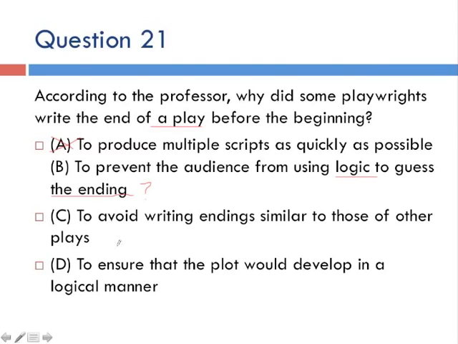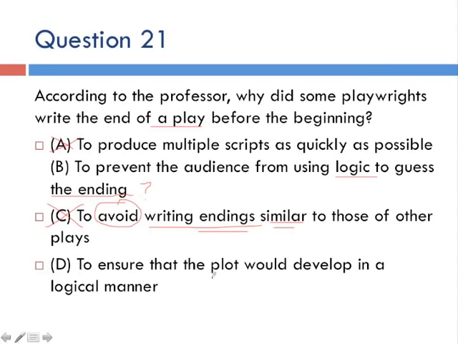In C, to avoid writing endings similar to those of other plays, well, again, this is information that was mentioned throughout the passage about writing endings themselves, and that a lot of these plays were fairly similar to each other. So the question is, why would they avoid that? In this case, if the listening passage is talking about the fact that it was a successful formula, you wouldn't want to avoid that. You would want to continue it. So in this case, C is also one we can eliminate.